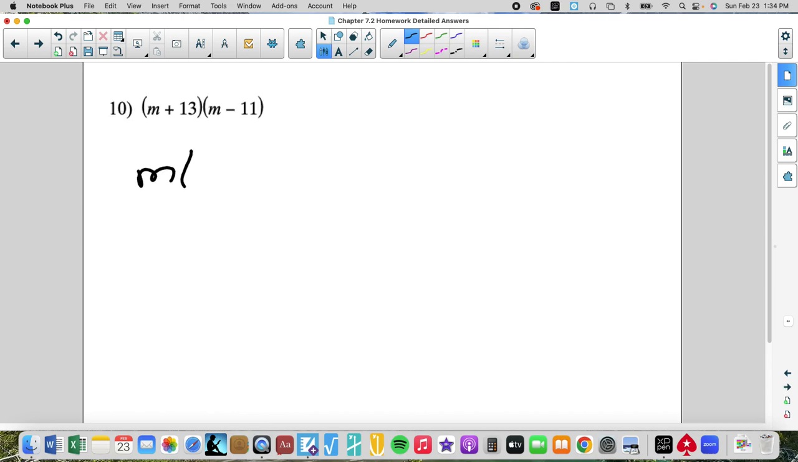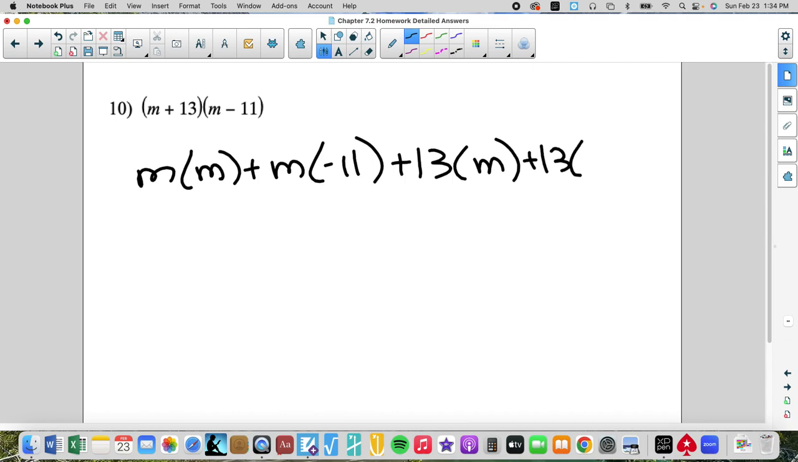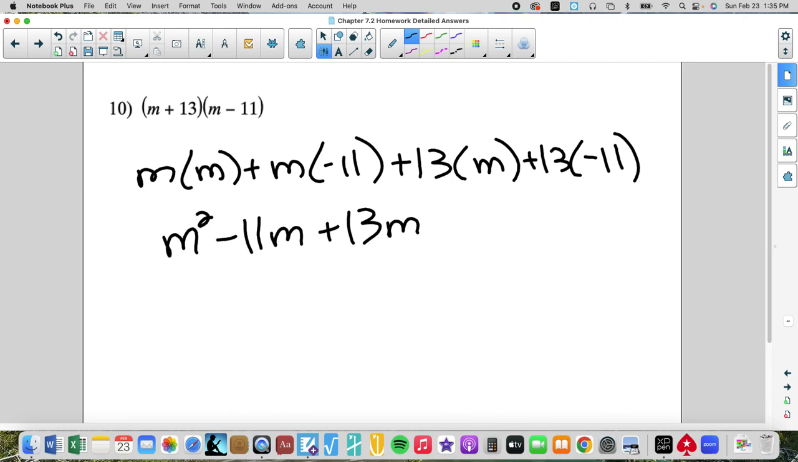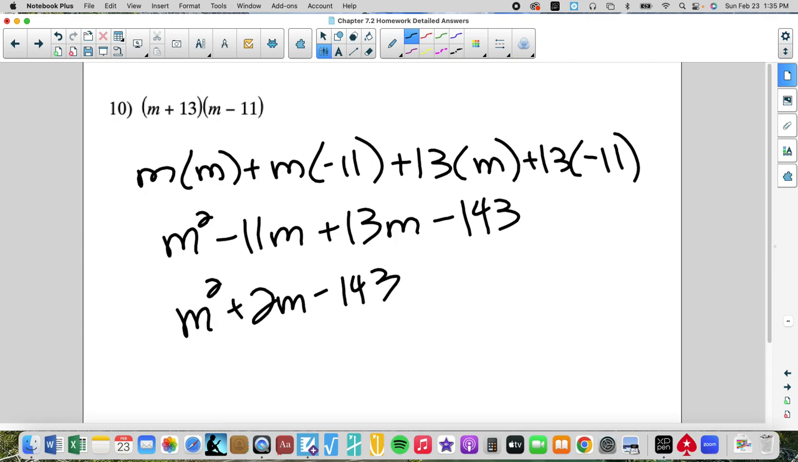M times m plus m times negative 11 plus 13 times m plus 13 times negative 11, excuse me. M squared minus 11m plus 13m minus 143. That's a multiply by 11 trick. We get m squared plus 2m minus 143.